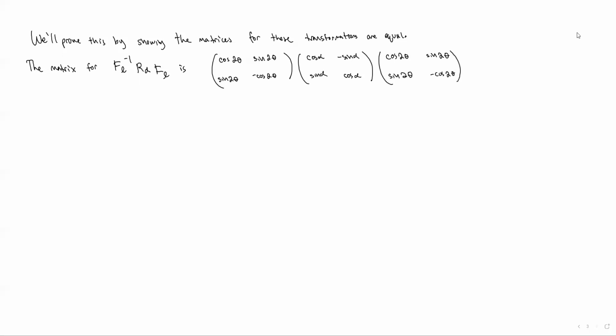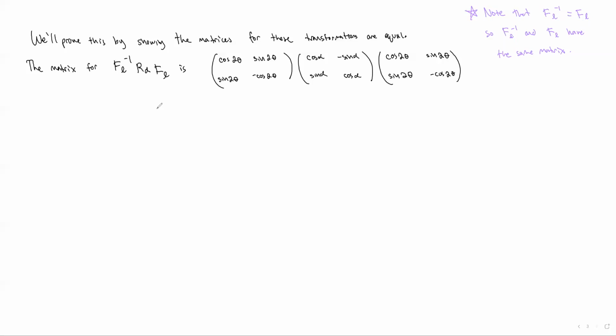And I want to make a note here. Note that FL inverse equals FL. So FL inverse and FL have the same matrix. Remember that reflecting twice gets you back to where you started. So if you reflect over a line and then reflect again, you're back to where you started. So the inverse of reflecting is just the same reflection. So FL inverse really just means FL.